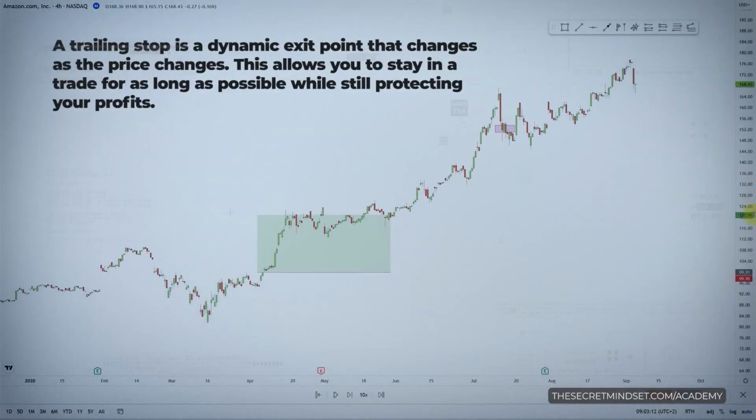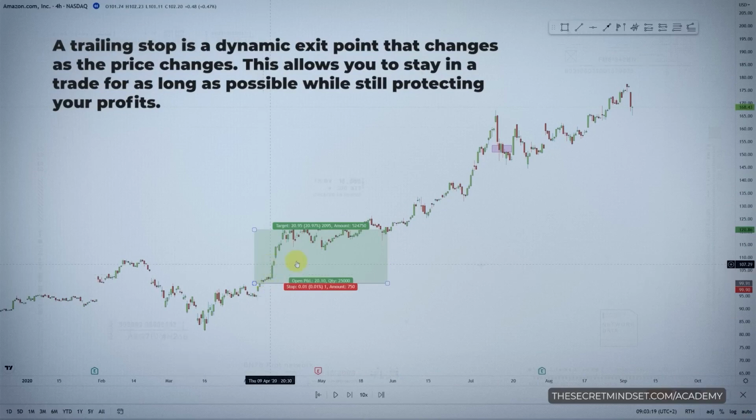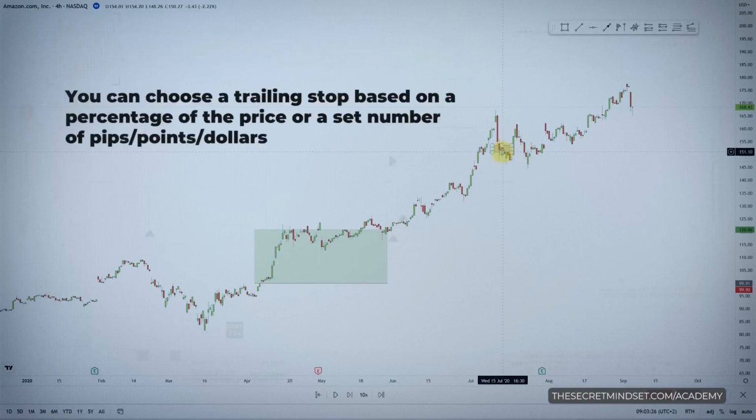A trailing stop is a dynamic exit point that changes as the price changes. This allows you to stay in a trade for as long as possible while still protecting your profits. You can choose a trailing stop based on a percentage of the price or a set number of pips, depending on your personal preferences.